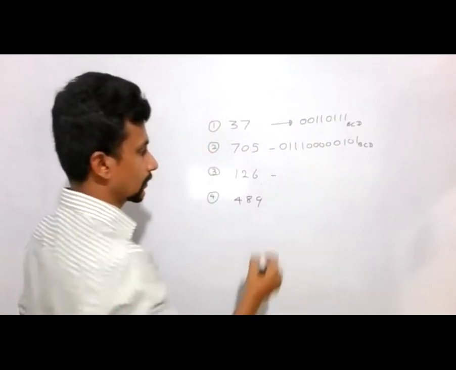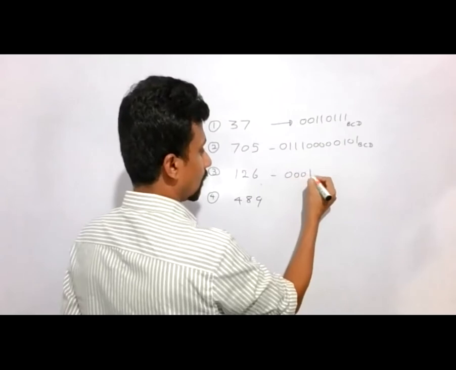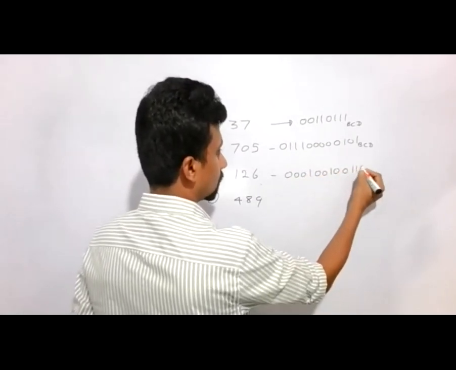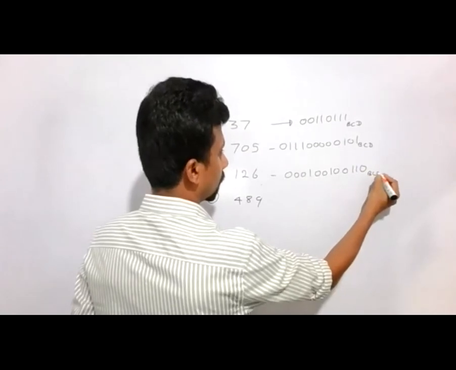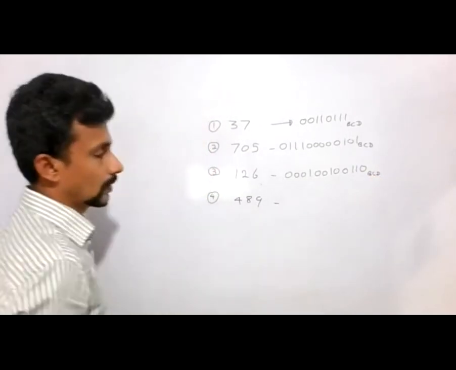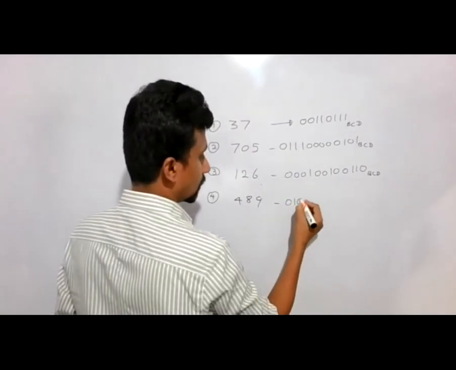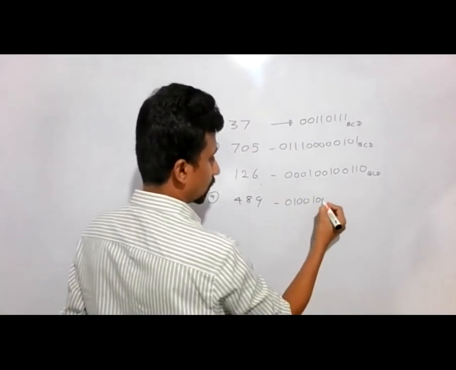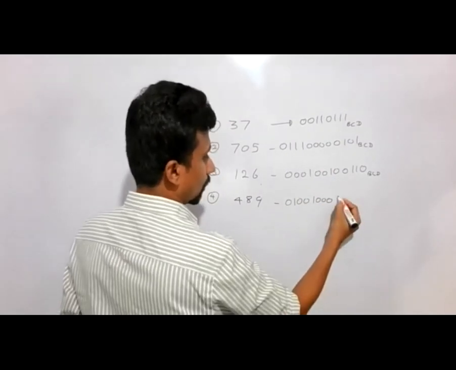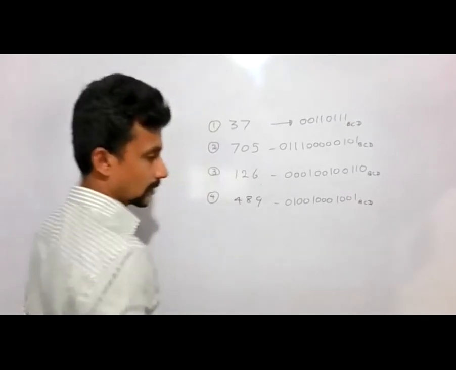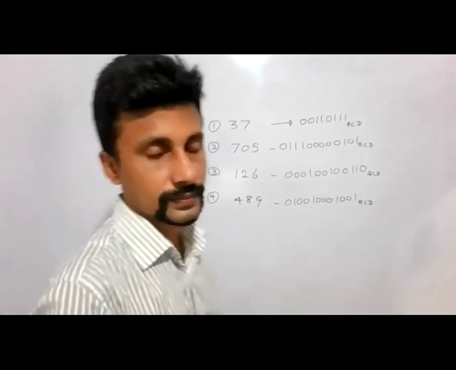126: 0, 0, 0, 1. 0, 0, 1, 0. 0, 1, 1, 0. 489: 0, 1, 0, 0. 1, 0, 0, 0. 1, 0, 0, 1. So these are the answers. Check your answers.